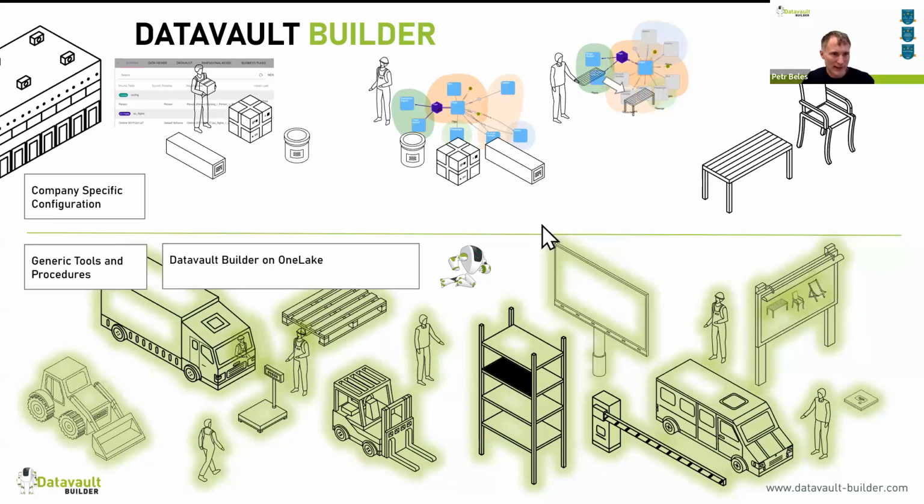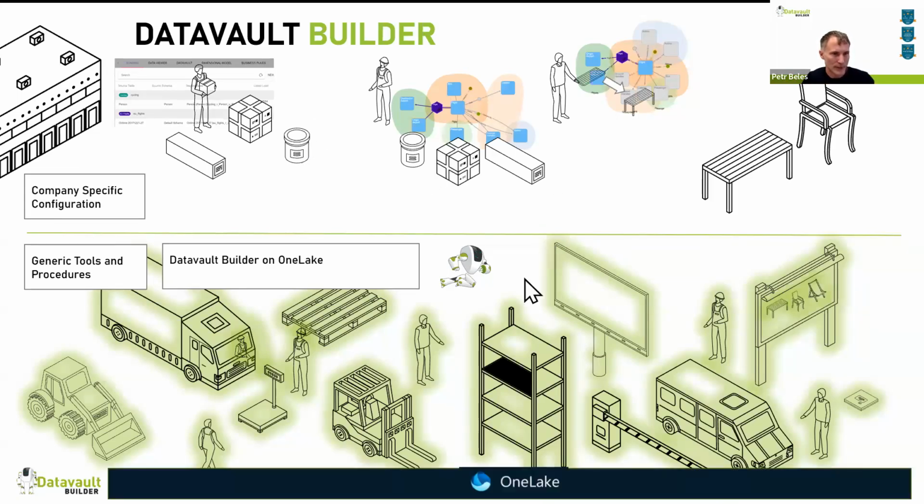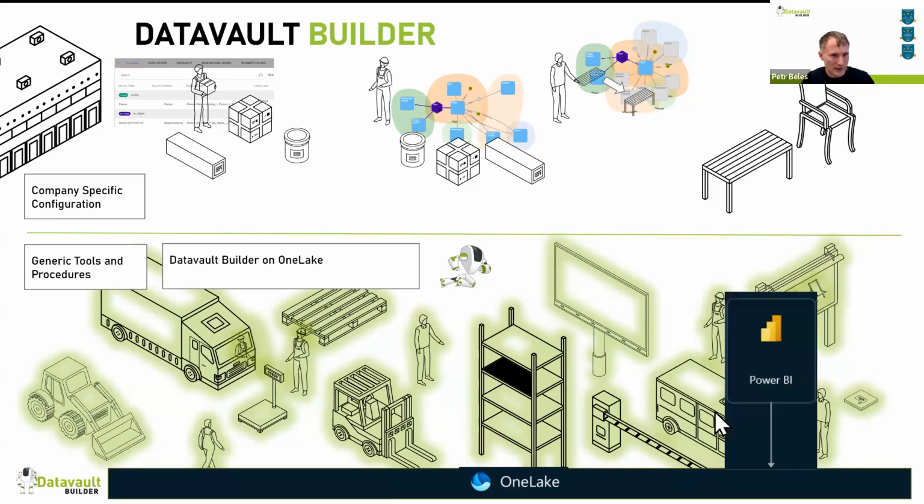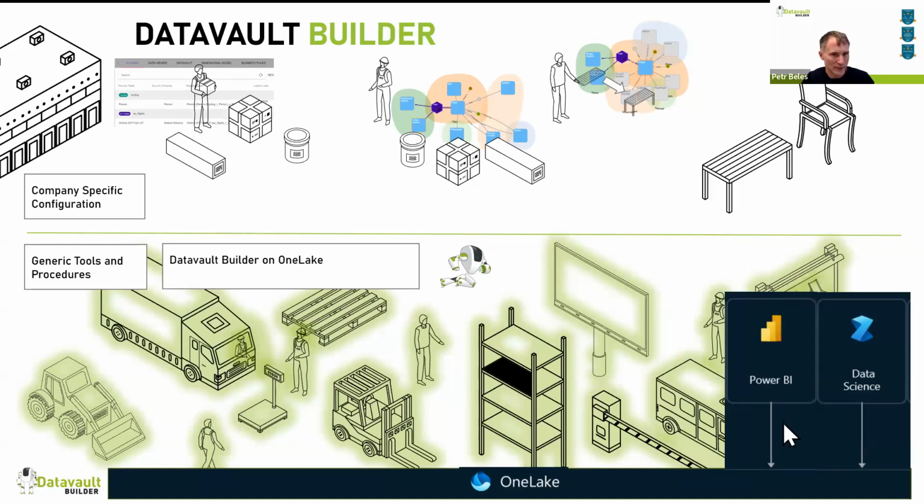Now, how does this interact with Fabric? Everything that we do is being stored in OneLake. All the different layers that I will show you later are always interacting with this one shared data layer. And when we're finished and want to present the data, we can access it directly with Power BI. We can access it with our data science tools.